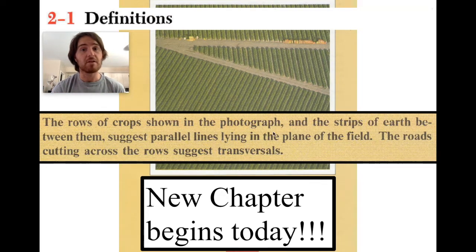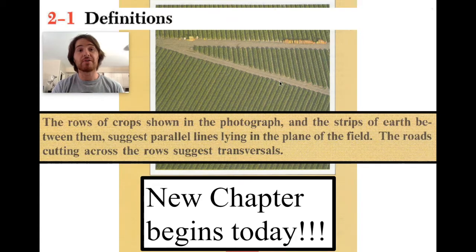So when we have parallel lines lying in a plane, we can say a lot of things about relationships that happen when we drop, say, for instance, a transversal. It says the roads cutting across the rows suggest transversals. So when we have parallel lines cut by another line, a transversal is just another line that goes through two or more lines and intersects each in one distinct place. Anyways, we'll get to the definition later.